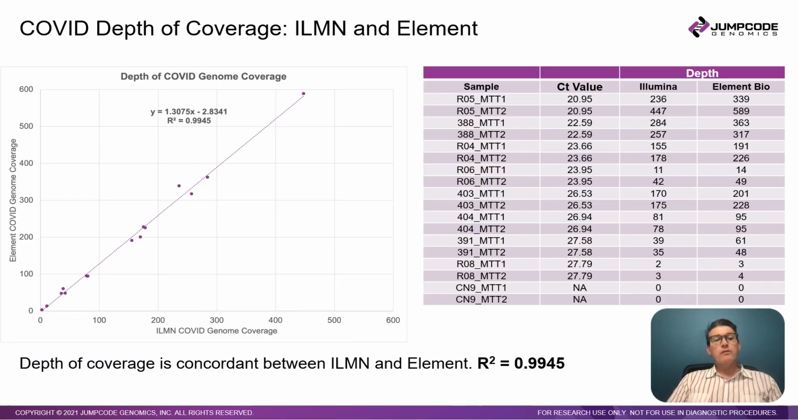When we look at the COVID depth of coverage comparison between Illumina and Element, you can see here that the depth of coverage is concordant between Illumina and Element with an R² of 0.99. And in the table on the right, you can see the coverages or depth of coverages for the Illumina and Element Bio platform for each of the replicates in the study.